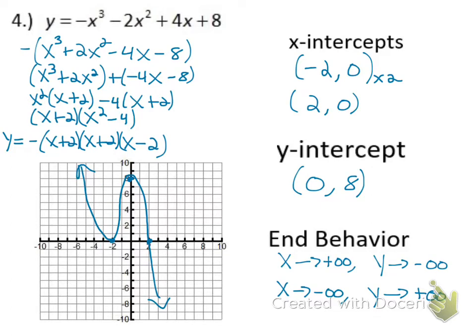Now for the end behavior, we have talked about already the right side. Leading coefficient is negative. We have that negative right side end behavior. And on the left, as x approaches negative infinity, this graph is pointing up. So y is going to approach positive infinity.